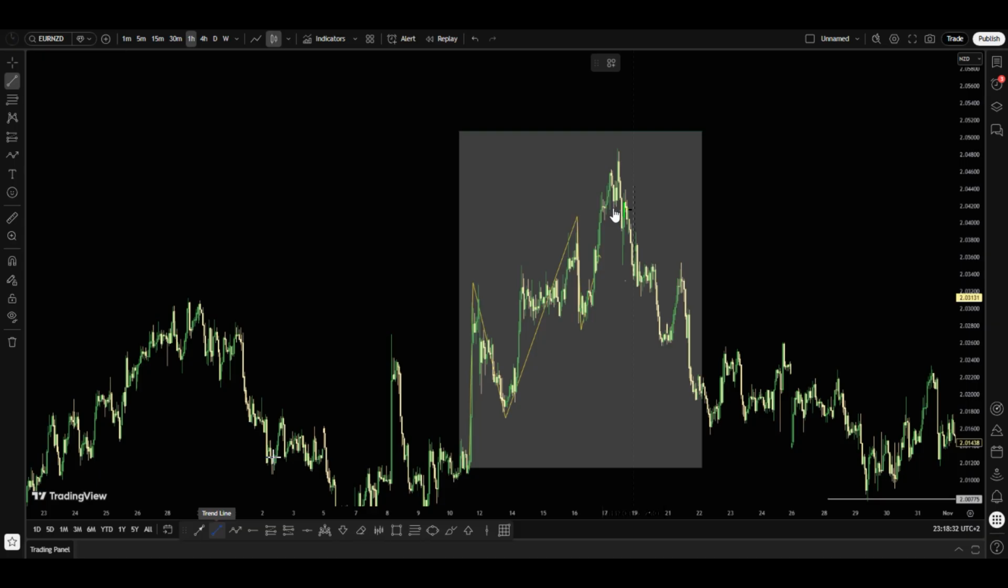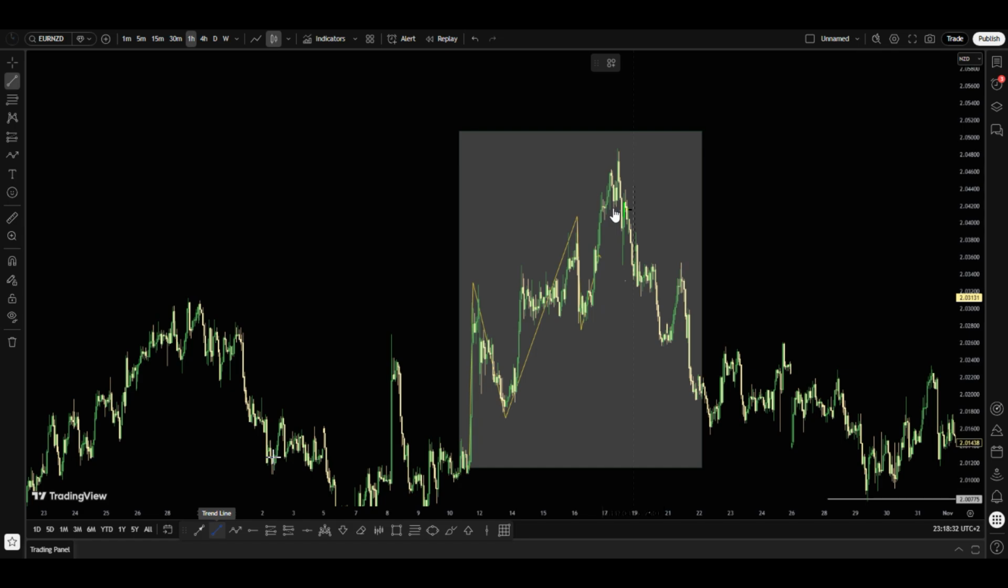As you can see, guys, we had this very strong impulsive momentum all the way from here to here. It was very strong. Then let me show you how it formed. So we had this very strong bullish momentum. Then when we got here, we created a high.